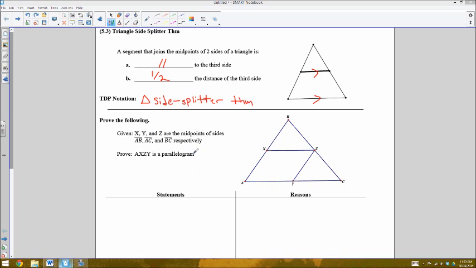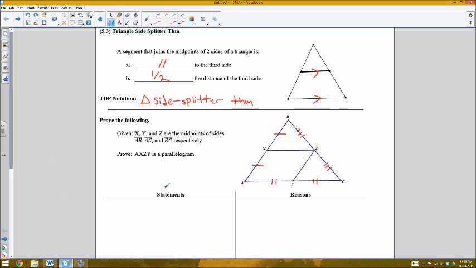I have that X is a midpoint of side AB. So I'm going to label that in my diagram. And I also have that Y is a midpoint of side AC. So therefore, since it's a midpoint, it cuts those segments into two congruent parts. And finally, Z is the midpoint of BC.